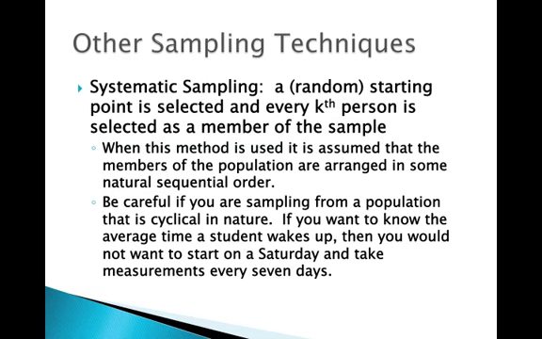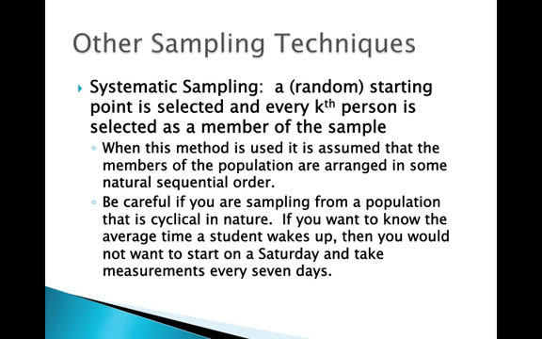Another method is systematic sampling. A random starting point is selected, and every kth person is selected as a member of the sample. So you pick a place to start, and maybe it's every 10th person or every 8th person. That's what kth means. When this method is used, it is assumed that the members of the population are arranged in some natural sequential order.